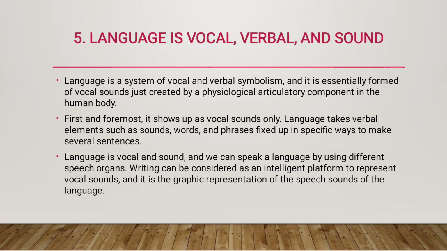The fifth feature of language is that it is vocal, verbal and sound. So language is an organization of sounds, of vocal symbols. Language is a system of vocal and verbal symbolism. It is essentially formed of vocal sounds created by the physiological articulatory components in the human body. First and foremost, it shows up as vocal sounds only. Language takes verbal elements such as sounds, words and phrases fixed in a specific way to make sentences.